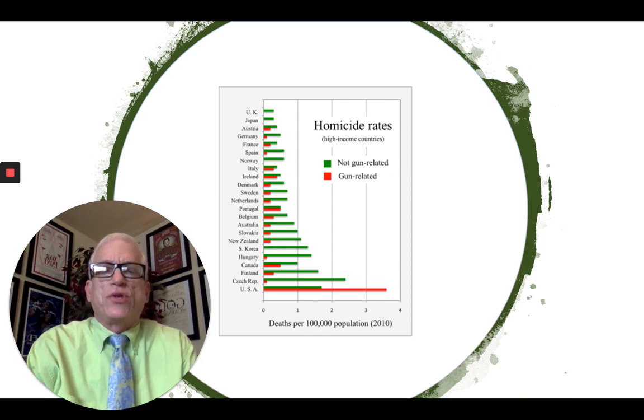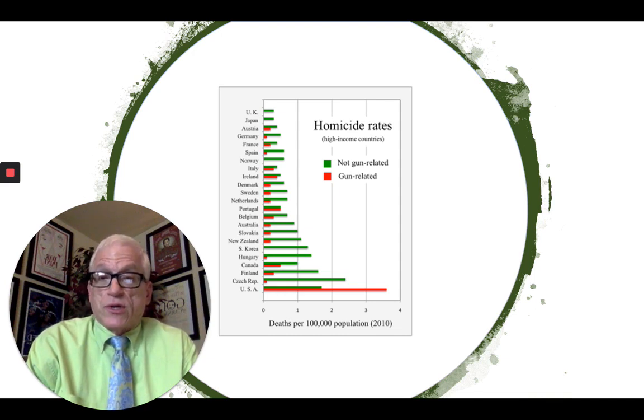You'll notice up here that the United Kingdom, Japan, Austria, Germany, Spain and Norway, I mean, these top 7 countries have almost zero gun-related deaths. Look at the United States. We're at the bottom. We have the most gun-related deaths of any of these industrialized nations. And a lot of people who are pro-gun control will look at this and say, you know, the countries that are at the top of this list and have few gun deaths have really strict gun control laws. Notice us.